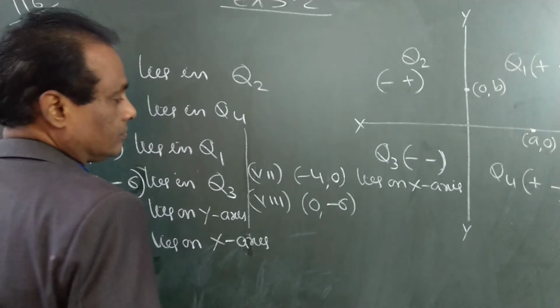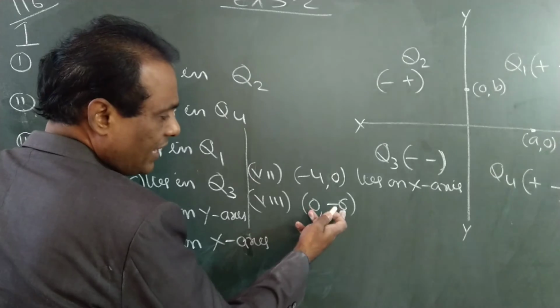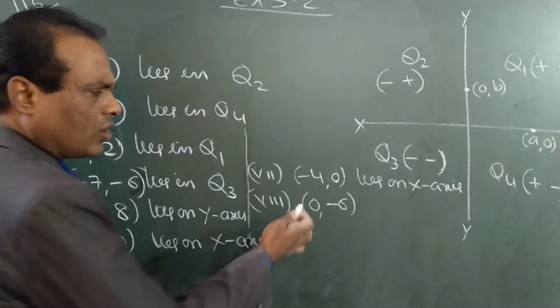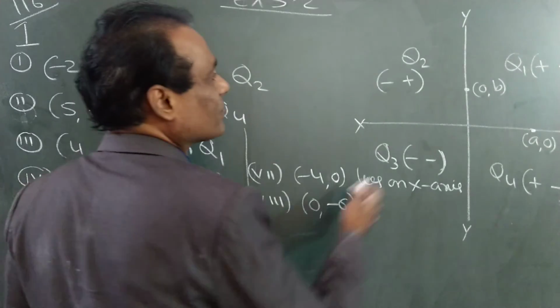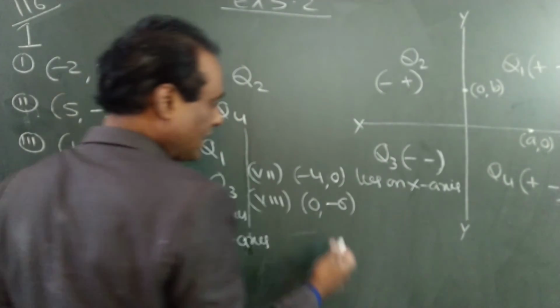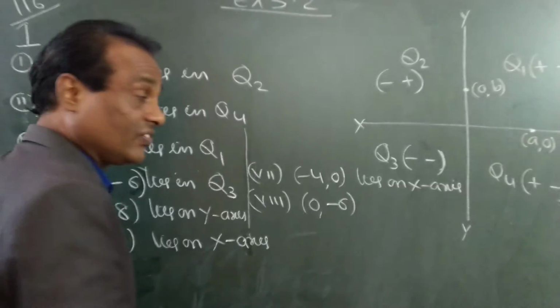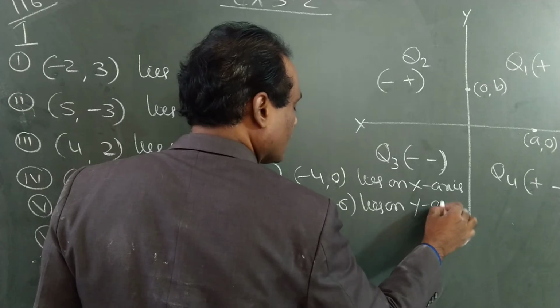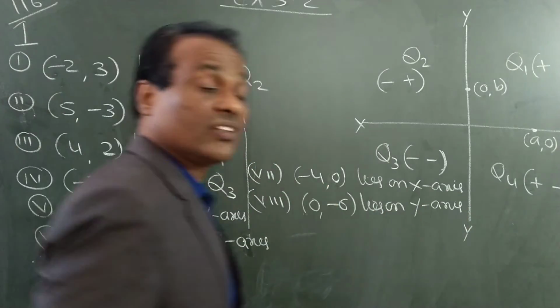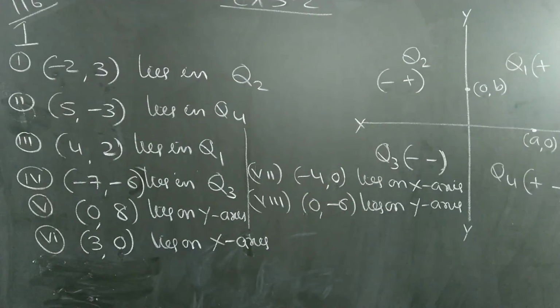Next. Which quadrant does it lie in? No, it won't lie in any quadrant because x value is 0. X value 0 means on y-axis. Write down: here x coordinate is 0, lies on y-axis.